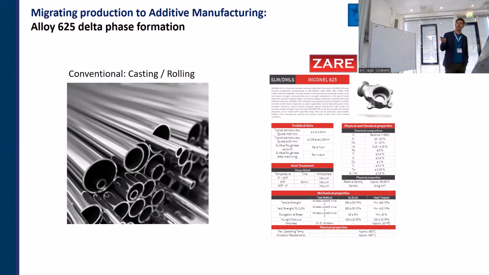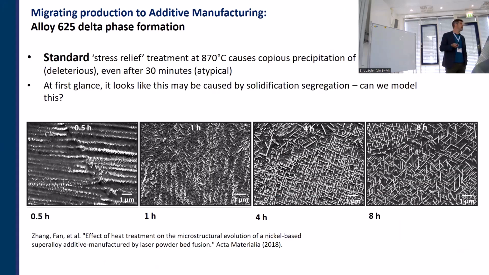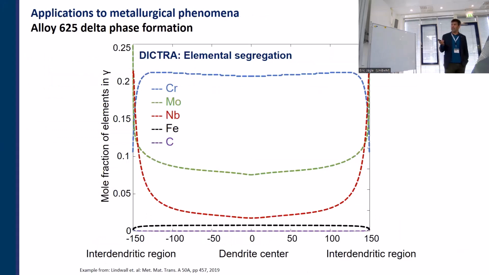Okay, one is if you want to move from conventional manufacturing to additive, you see unexpected things. And a famous one here is delta precipitation in an Inconel alloy. This paper is from Greta Lindvall. And what did she do? This again is just showing how Thermo-Calc tools can be used to look at a problem like that.